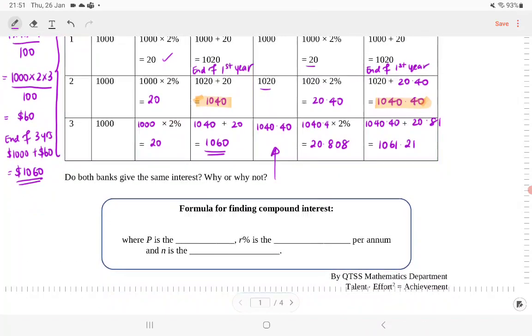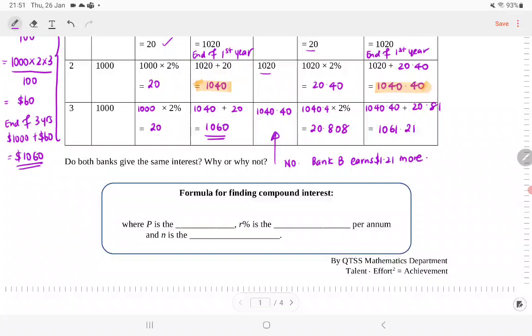So do both banks give the same interest? No, right? So you can just write down here no. Bank B earns $1.21 more. So then what is the formula for compound interest? The formula for compound interest is, give me a minute. Okay, write this down.